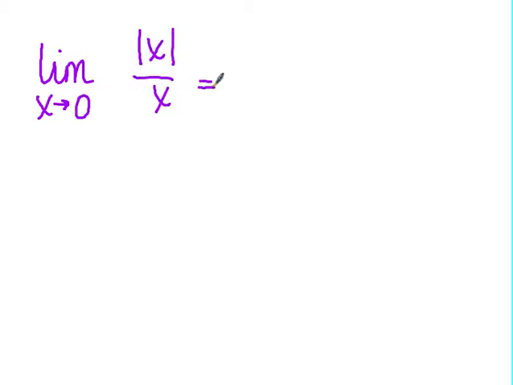All right, so let's look at this one. The limit as x approaches 0 of the absolute value of x divided by x. So we're going to go to y equals. Where can I find the absolute value? Math, num, abs. That's where you find absolute value. It's under math, num, abs. It won't graph.